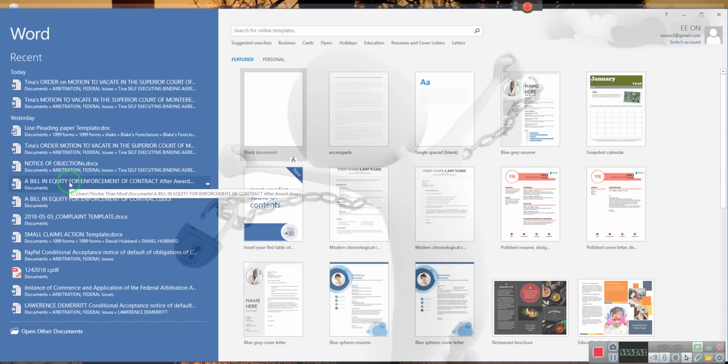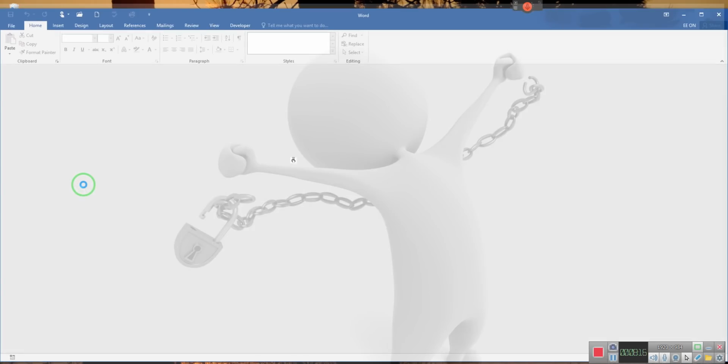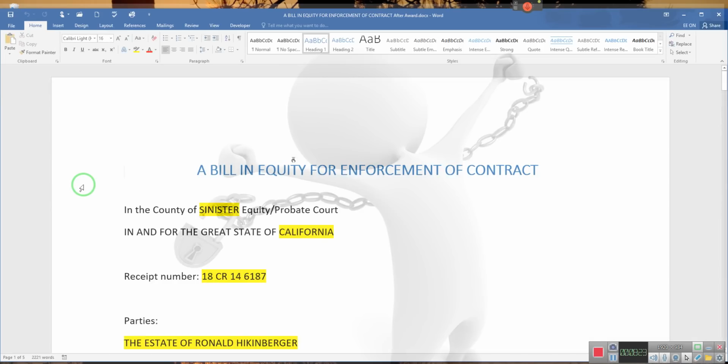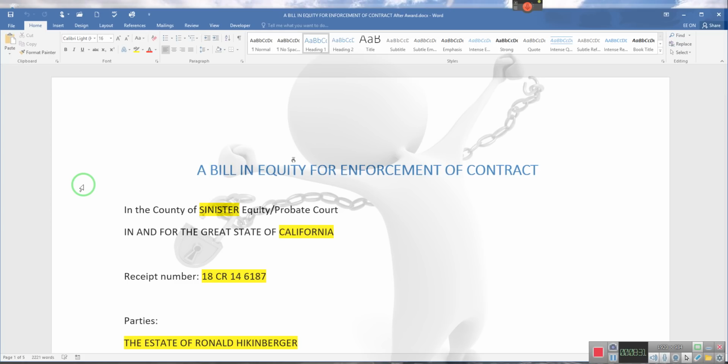A bill of equity for the enforcement of a contract after an award. This one right here. This is what we want to bring to your attention today. The video I'm doing after this is also just as important. Ladies and gentlemen, for those of you who get an arbitration award, the issue is not, now of course you're going to enforce the award. That's necessary. You're going to get the confirmation of the arbitration award, but again, you have to file into the court for that, and they're going to charge you the full filing fee because they're going to treat that as a case.